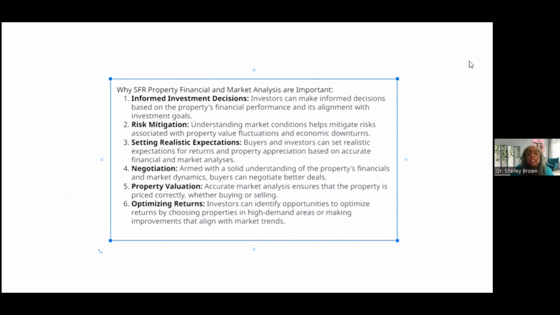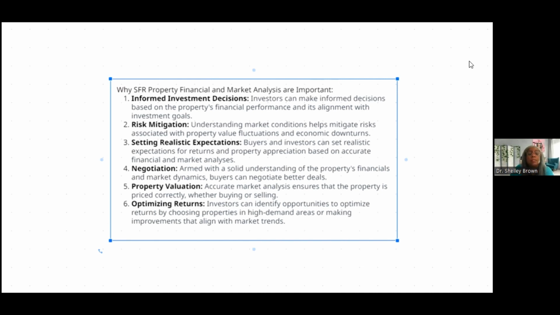The second reason is risk mitigation. Understanding market conditions helps mitigate risk associated with property value fluctuations and economic downturns. So this is where you're going to be looking at the comps in the area of those houses that were sold in the last 6 months. You want to make sure that the property values are not fluctuating down or that there's an economic downturn. You want to make sure that your property values are going up and that they're appreciating.